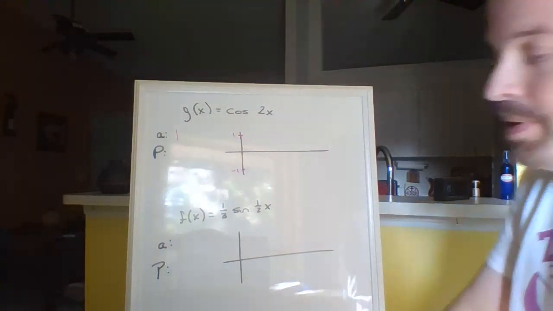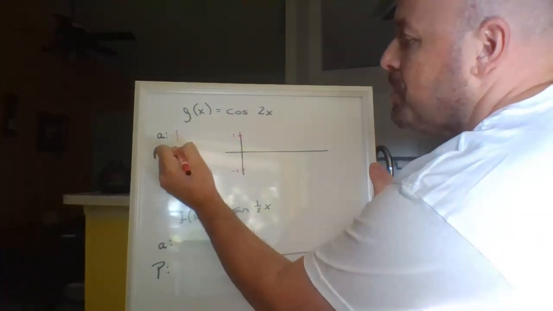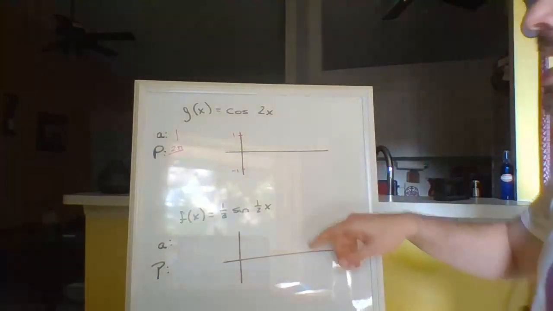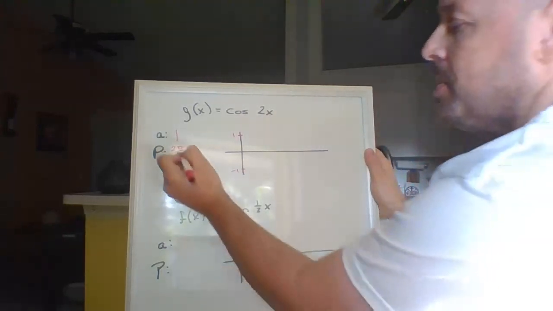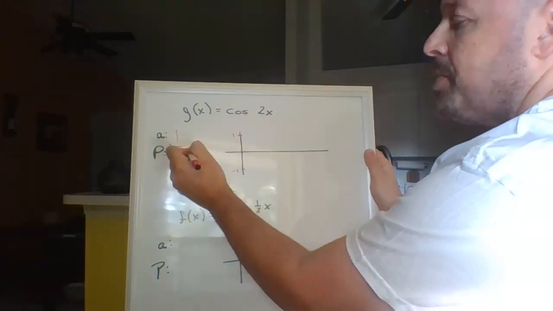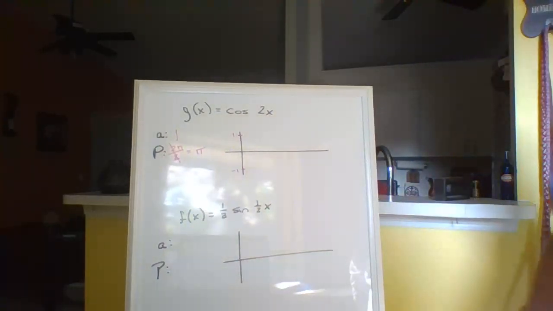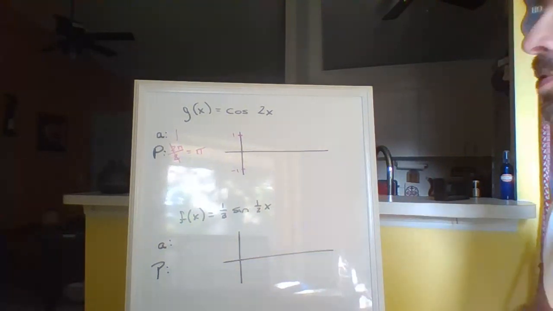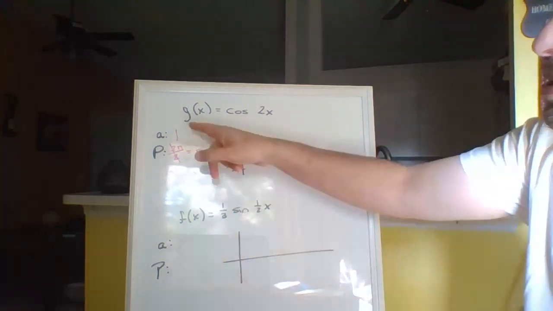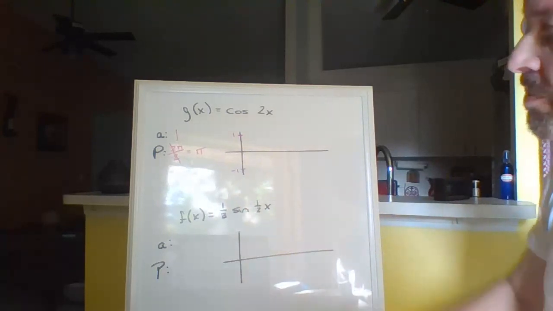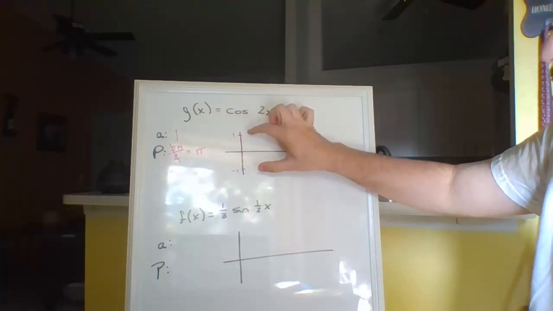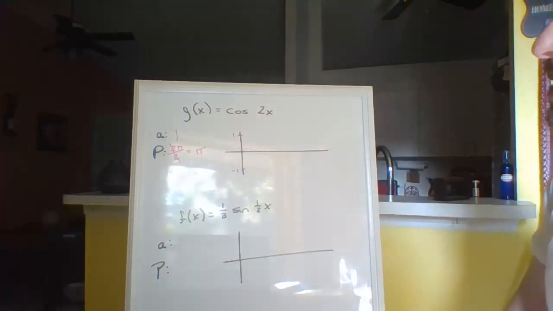Period, remember, period is 2 pi over b, so it's 2 pi over our b value. Our b value is the coefficient of x, so it's 2 pi over 2. Our 2's cancel out, so our period is pi, all right? So finding the amplitude and period, we've done it. Amplitude is 1, period is pi. To get the amplitude on our graph, we just go up 1 unit from the center, down 1 unit from the center. We're good there.